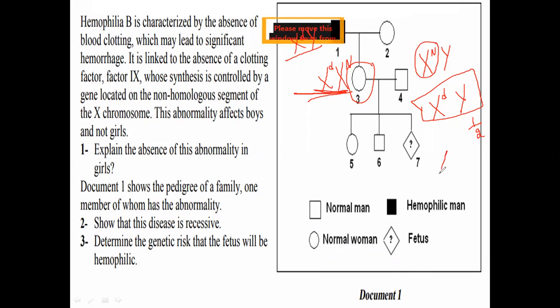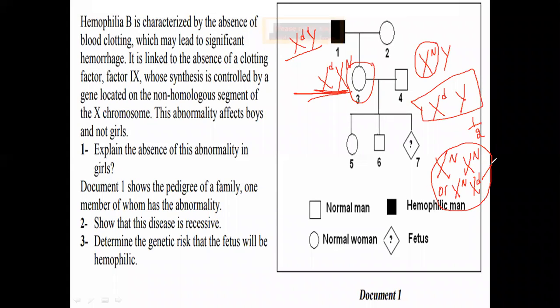So sure it will have XN. For 100%, it will have XN. And the other allele can be either XN or XD, and in both cases it will be normal. So the risk for the fetus to be affected, if it's a girl, is null. There is no possibility of an affected girl.